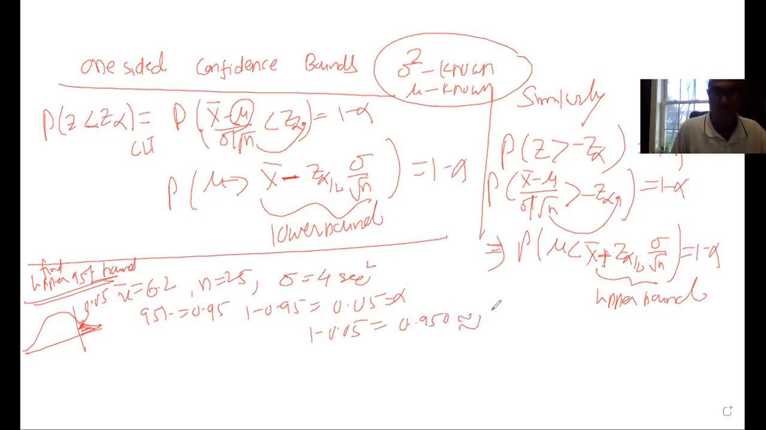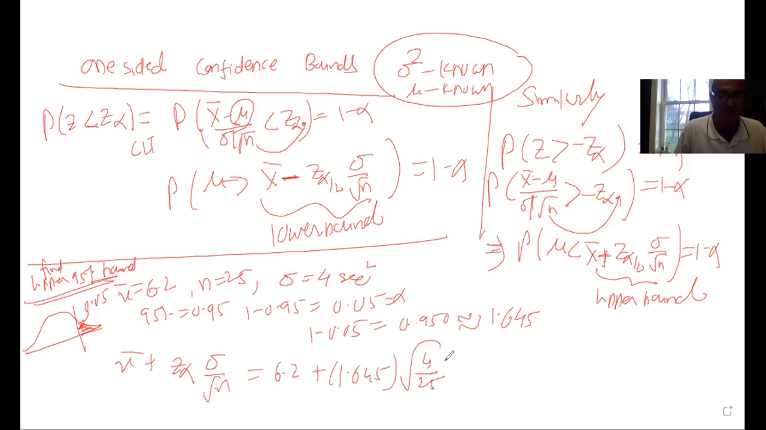And that corresponds to, if you look at the table, 1.645 in that z-score table. You can find that it is 1.6 on the vertical line, and on the horizontal line it was 0.045, 0.4 and 0.5 in between. So that means upper bound is x bar plus z alpha times sigma over square root of n, that is equal to 6.2 plus 1.645 times 2 over root 25, that is equal to 6.2 plus 0.658. If you add this, 6.858 seconds.